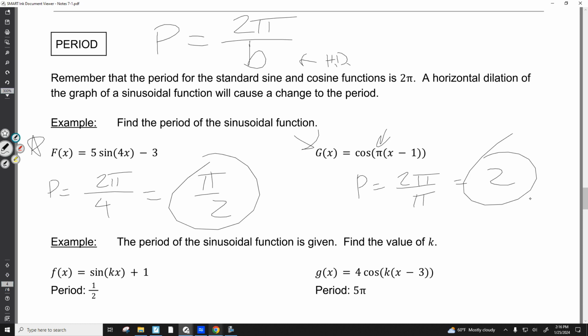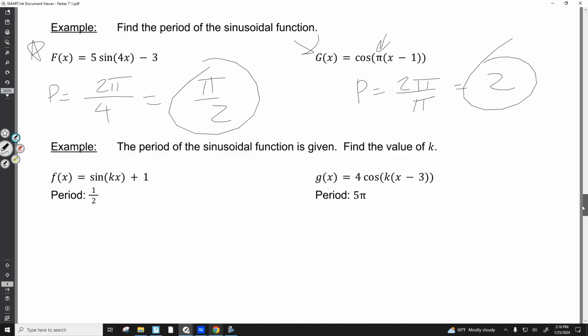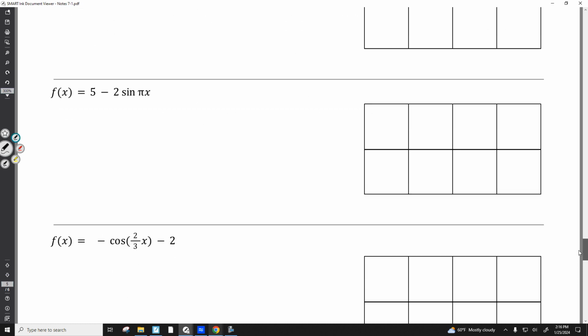Go to the back. You're doing a horizontal dilation, Schreier.